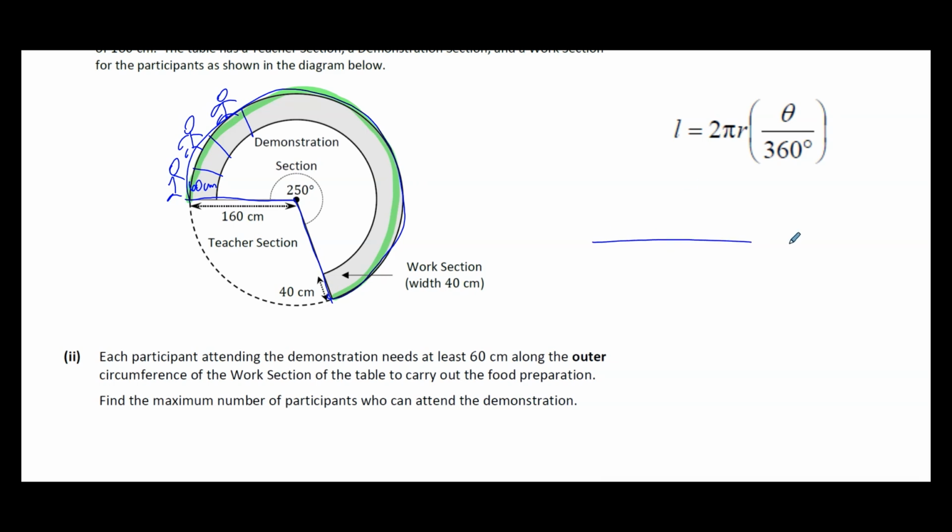So that length is what? 2 multiplied by pi multiplied by the radius. And the radius here is what? 160, given to us in the question. Multiplied then by theta, the angle here, which is 250 divided by 360. All of that length we are dividing by 60 centimeters in order to find how many participants. If we put all of that in our calculator and press equal, we get 11.6.